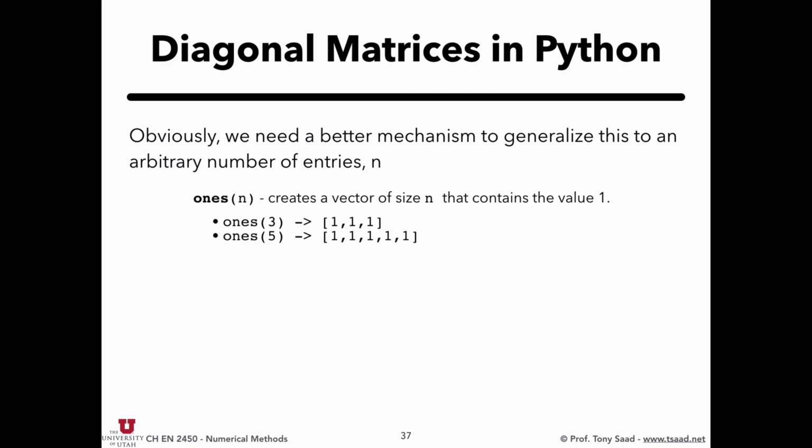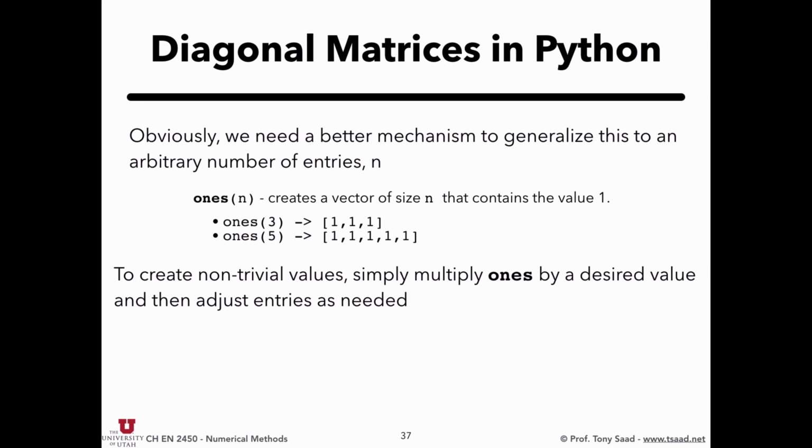So if you call ones(3), it's going to give you an array that has three entries with a value of 1. And if you wanted to create 5 of those, you do ones(5). Okay. Now we're going to take this function and use it to build non-trivial matrices. To create non-trivial values, we can multiply the function ones by a desired value and then adjust the entries as needed.